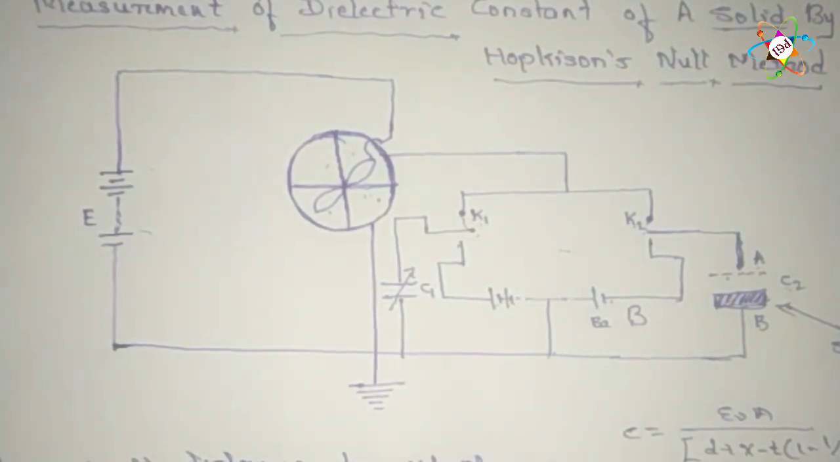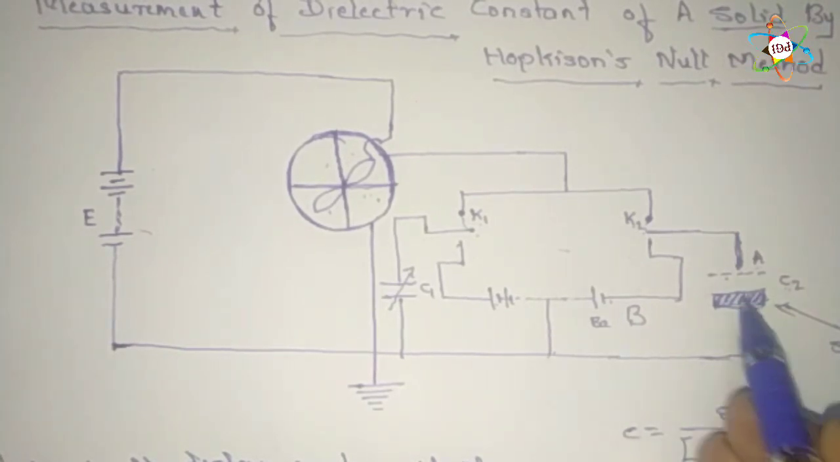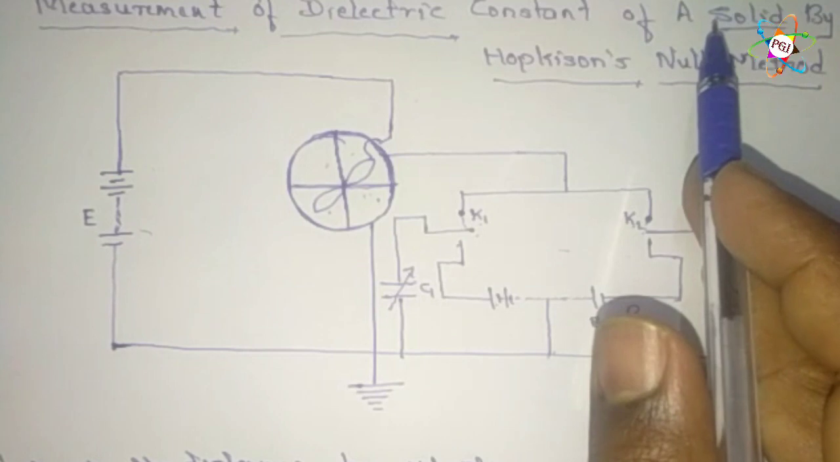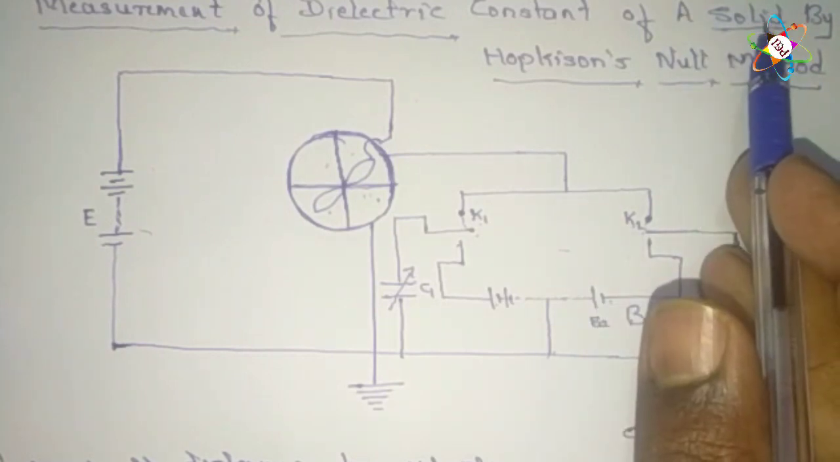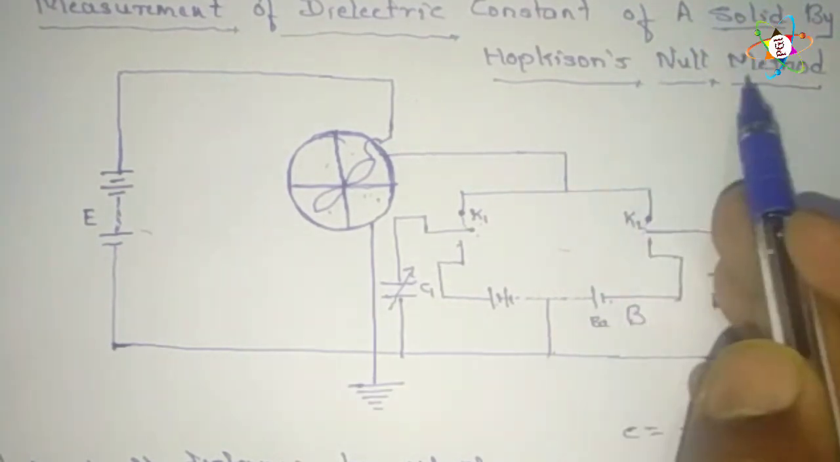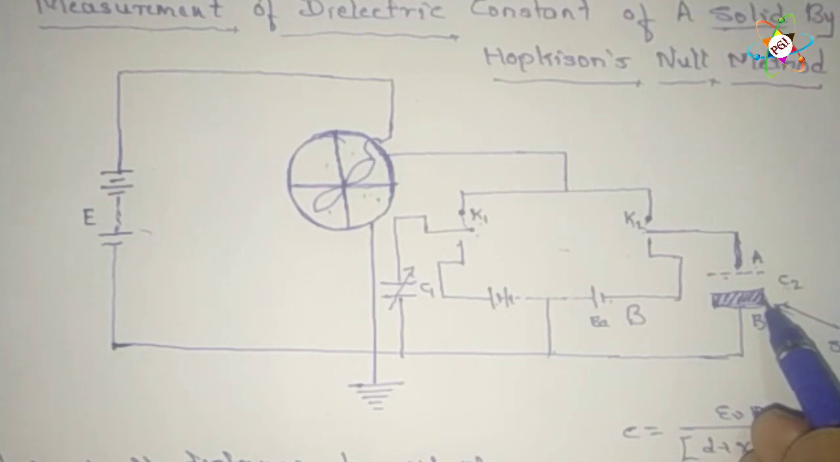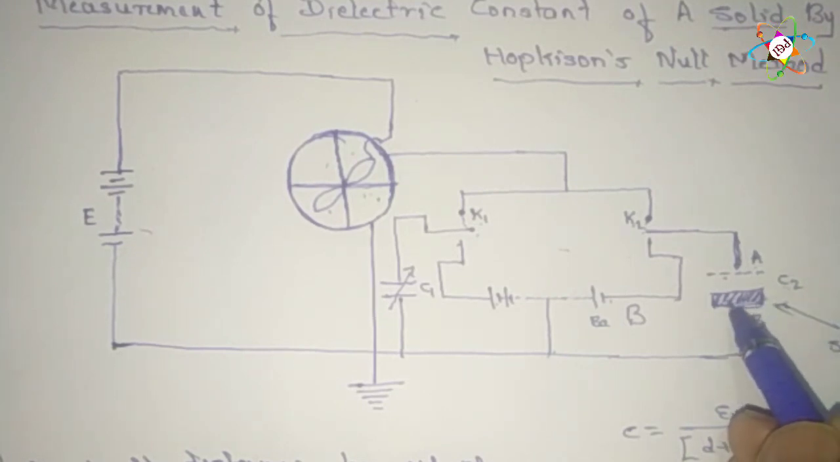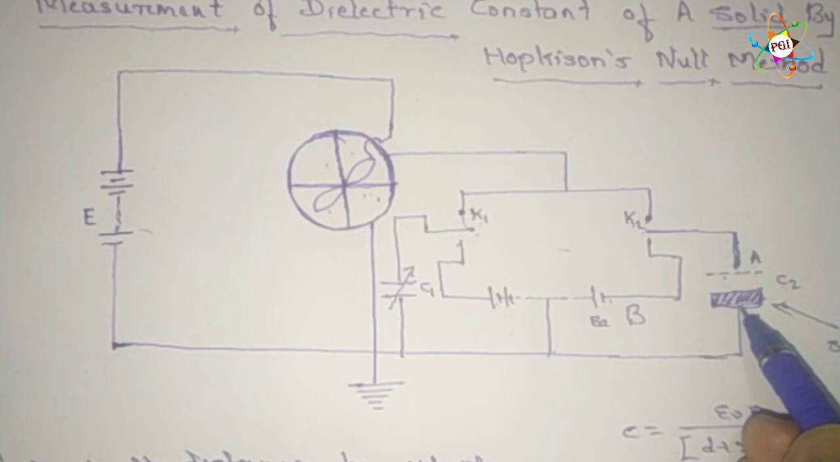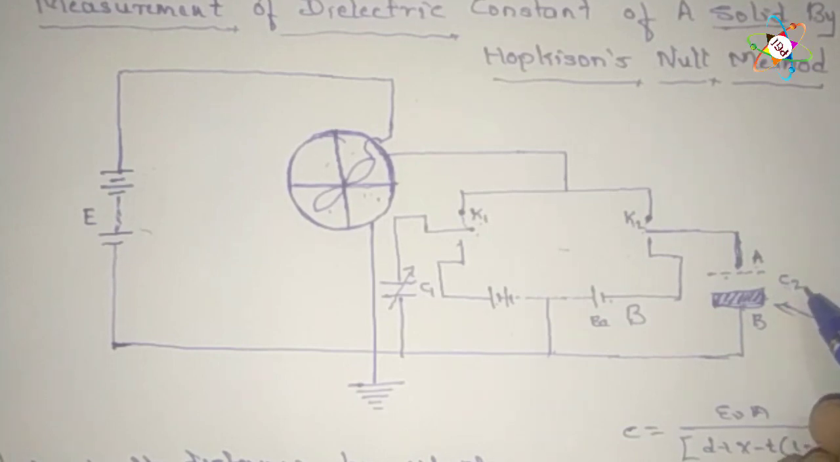Now we have to discuss a solid body, a dielectric solid body whose dielectric constant we measure by Hopkinson's null method. We take the slab. This is the dielectric slab. The dielectric slab is placed on the lower plate of C2, and the distance between the plates is d.